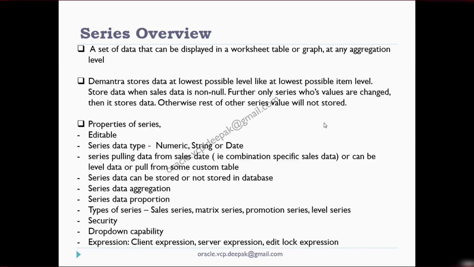Series are displayed in the worksheet and graphs at any aggregation level. So you will have a series which shows the data at the business group level, or it might show it at the organization level. It does the aggregation, and it does the proportion as well. In the demand tool, we see the data at the aggregated level in the series, and sometimes at the lowest level as well. So the question comes: at what level does it store the value? It stores the value at the lowest possible level, and then does the aggregation when you want to see it at the aggregated level.